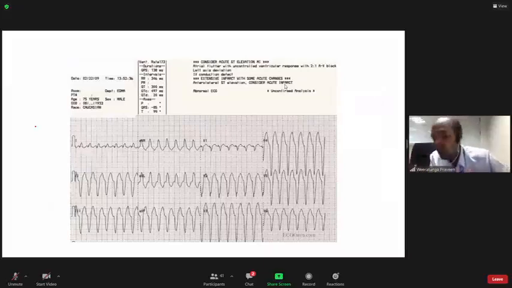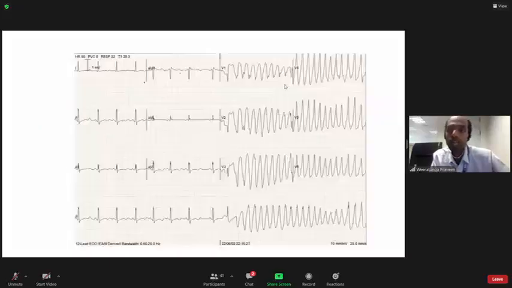So broad complex tachycardia, ventricular tachycardia. This is monomorphic ventricular tachycardia. Right? And you can see this ECG very nicely shows Torsades de Pointes, right? So you can see this twisting ribbon-like pattern of the QRS complexes.